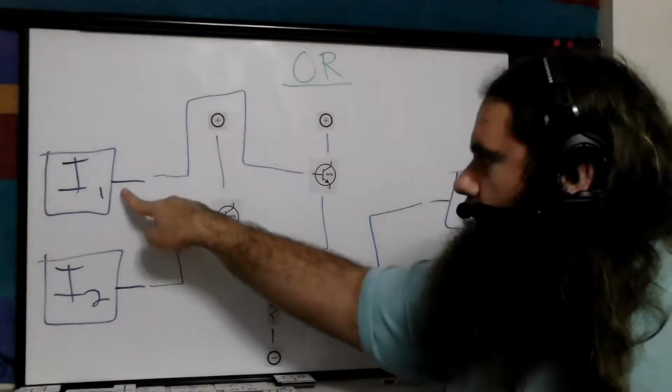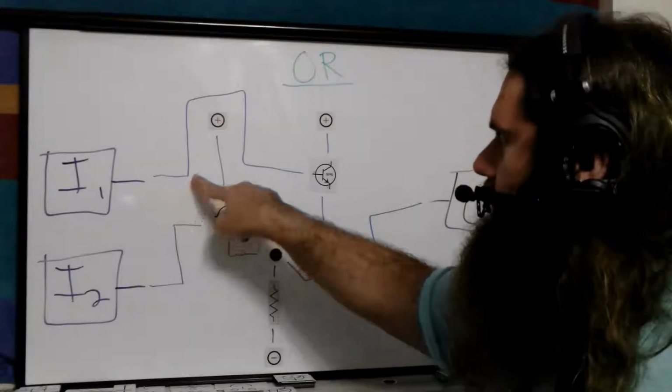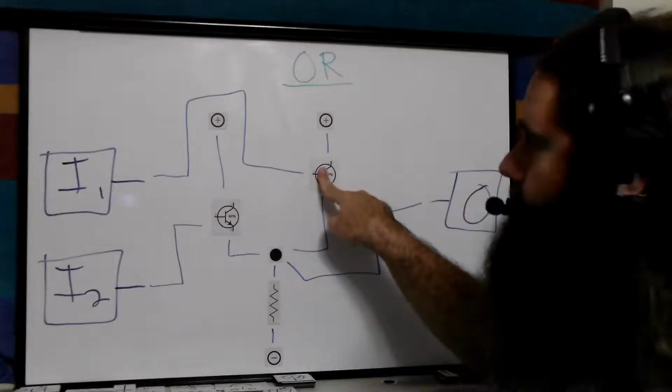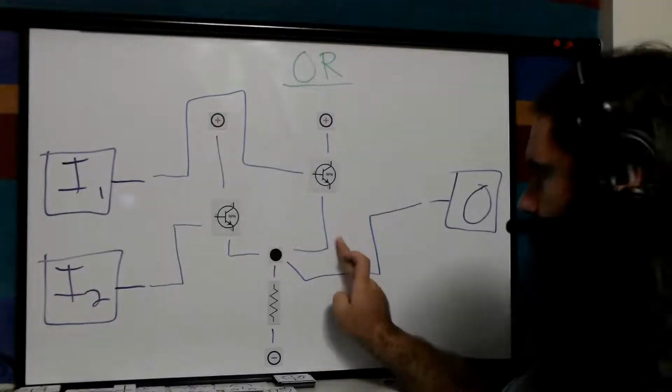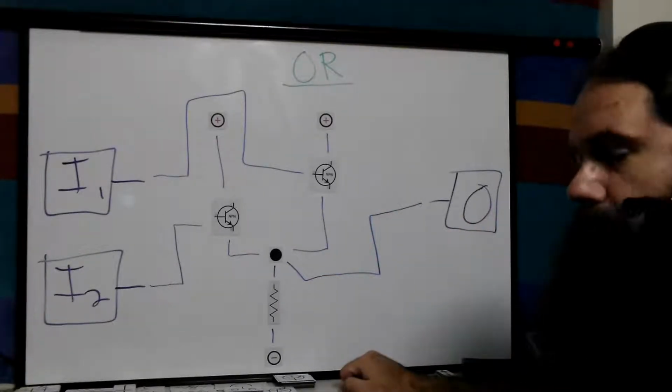If we turn the other one on, this one's off, so this is high to low, conducting. So now I have power, small drop, resistor in here. So now this is 4.8 here, and it's the same thing. Now what if both are on?